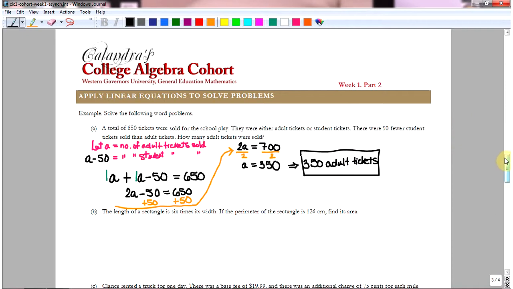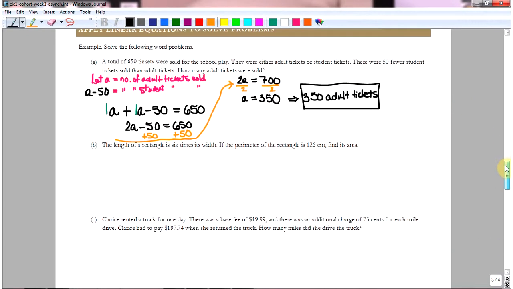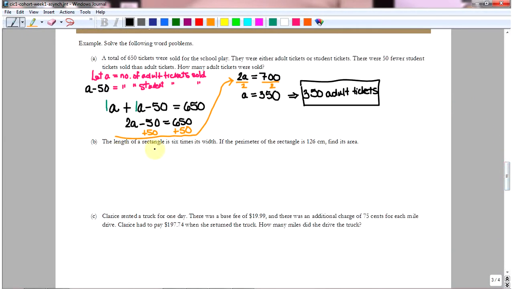Okay, let's go to example B. The length of a rectangle is 6 times its width. If the perimeter of the rectangle is 126 centimeters, find its area. So let's draw a picture. I'm a visual learner, so it helps me to draw an illustration when possible. So don't hesitate to do that.